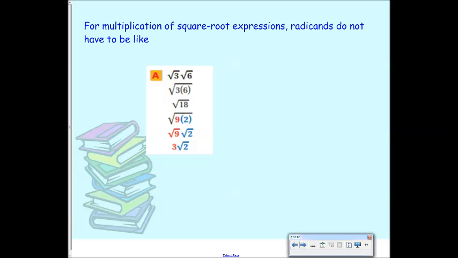However, I'm not done because what can I break that into? 9 and 2, which is going to give me 3 root 2. So there's my final answer. Okay? So things that are inside radicals, you can multiply by each other. They do not need to be like terms, but at the end, you still have to do what? Simplify. So just like you would with a fraction where you have to reduce, you've got to simplify the radical so you end up with 3 root 2 in this case.